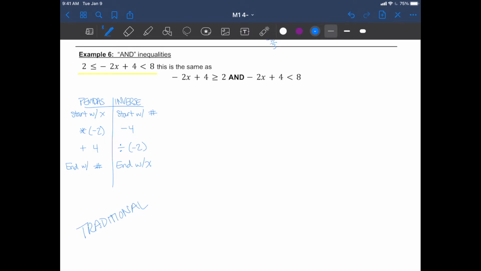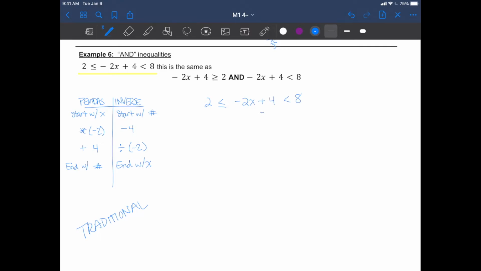Okay. Example 6. Now we're dealing with "and" inequalities. That means we have an expression squeezed in between two others. So for the traditional method, I probably would not split up this "and" inequality like this. I'm actually going to use this one to show you how I solve. So I'm going to go ahead and rewrite it the way that it was given.